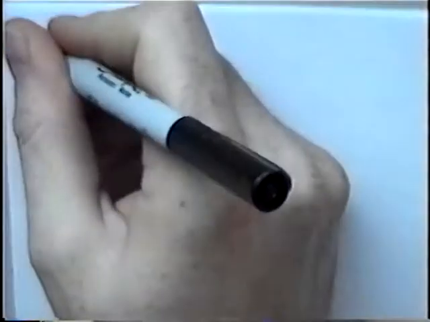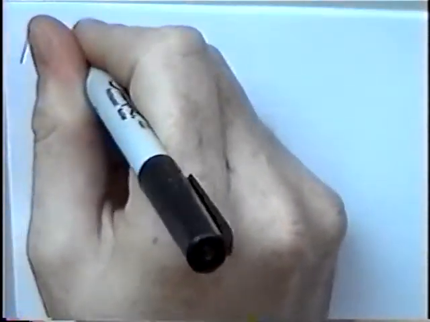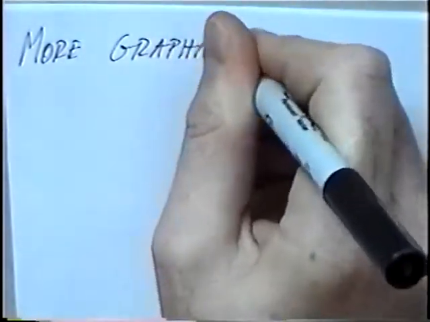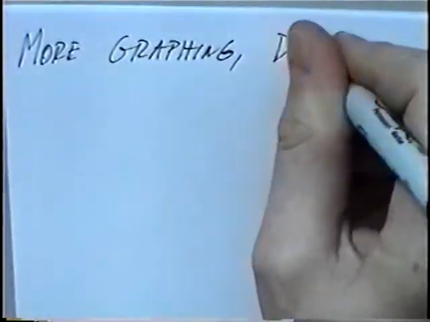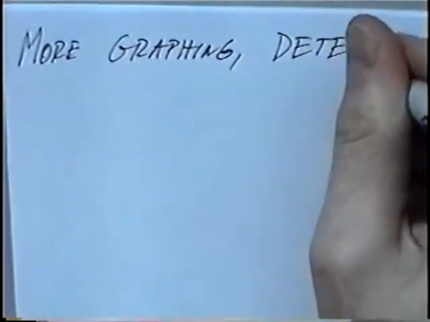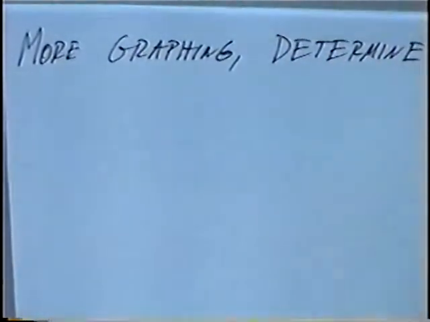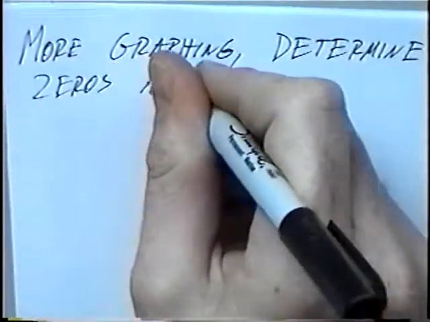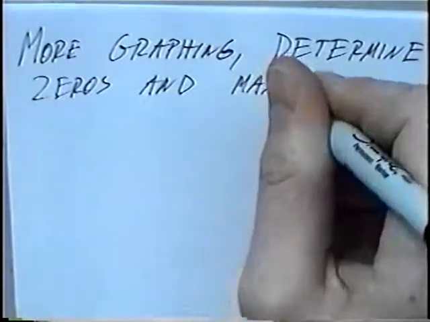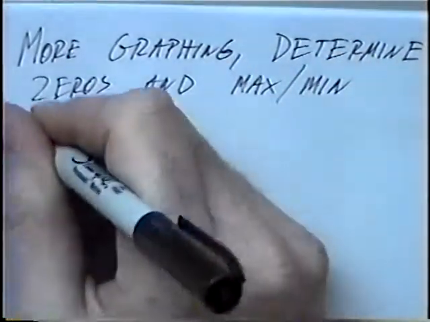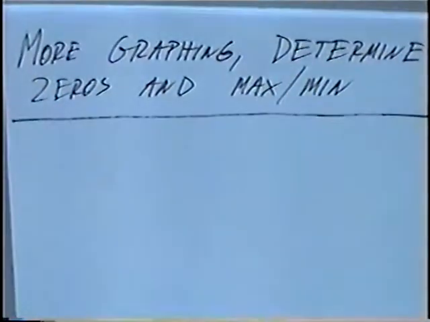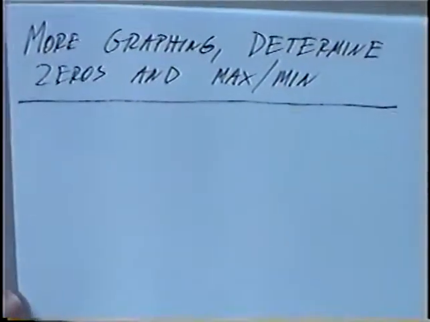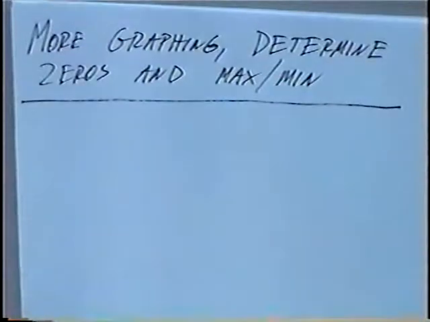Title of the last section today is More Graphing, Determine zeros and max/min. In this section, we'll continue to graph polynomials. We'll determine the zeros for those polynomials, and we'll find any relative max or mins.